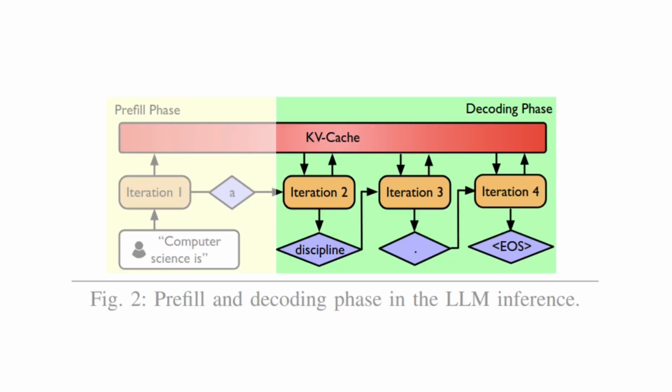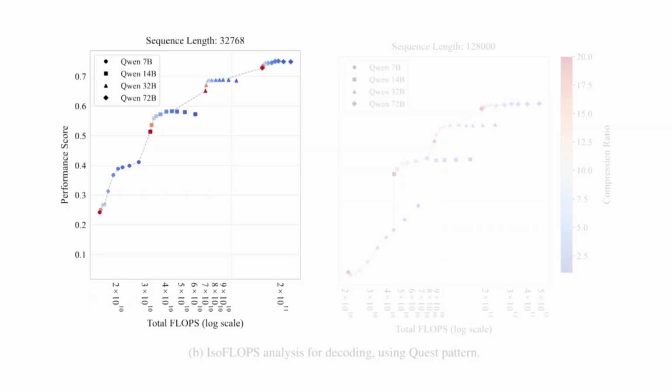For the decoding phase, we have the following results. So for shorter sequences, we have a similar pattern where increasing density or size provides gains, but here the denser models are performing better at all sparsity levels.